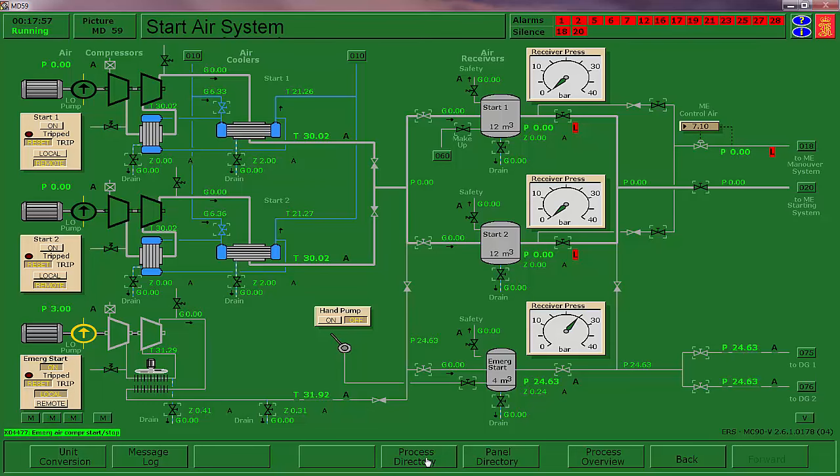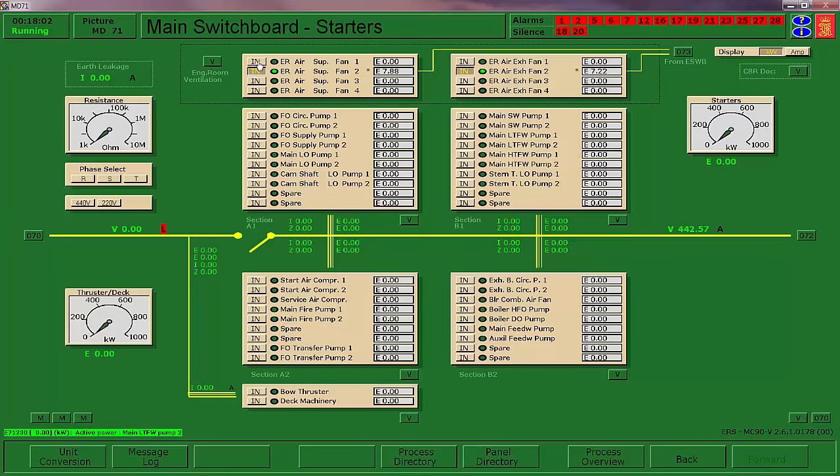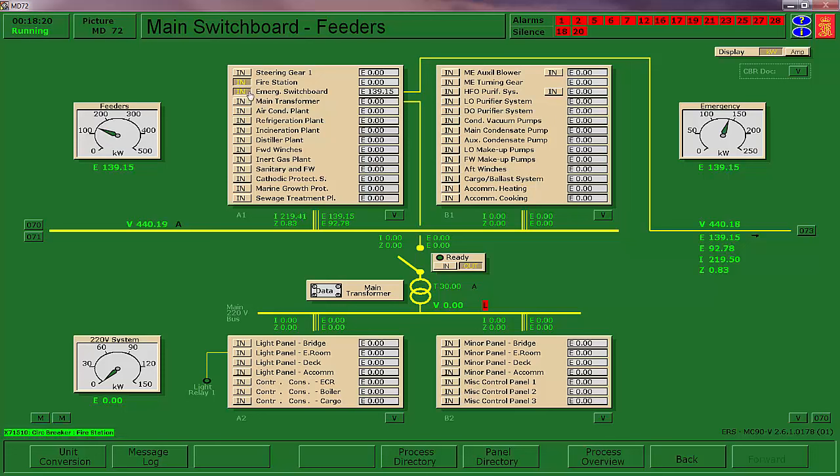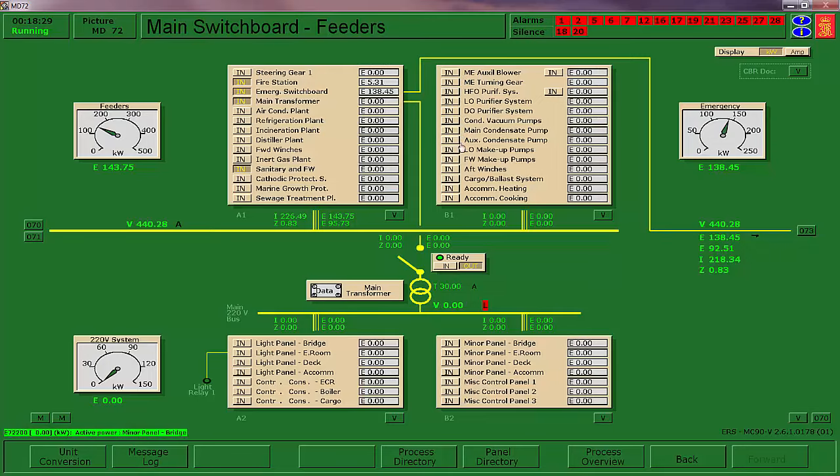Now, let's go put our electrical power on from the starters. Let's go ahead and get all of the fans. We need the main saltwater pumps, the main low temp fresh water pumps, all of the compressors, start airs, service, plus both fire pumps. On the feeder page, we want the fire station, main lighting transformer, sanitary and fresh water, low temp, again just a nuisance. Lube oil makeup pump, freshwater makeup pump.